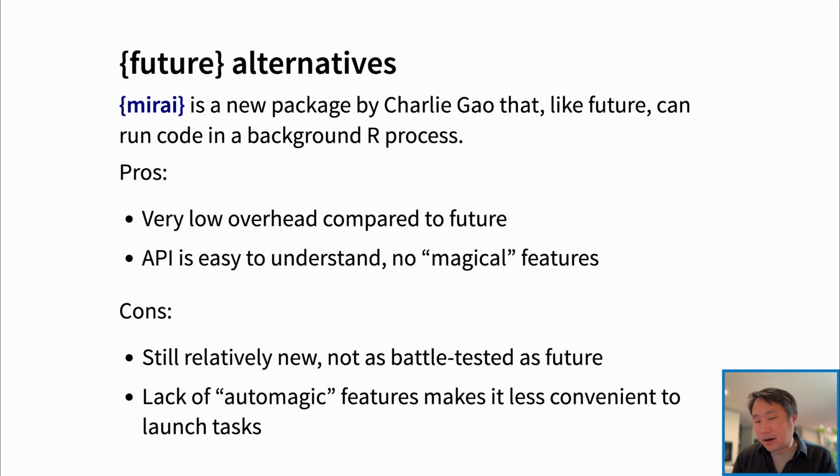The downsides of Mirai are it's still relatively new, so it is not as battle tested as Future. So there might be failure modes that we don't know about, might have bugs. And the fact that it has the simpler model and doesn't do all this magic for you is a kind of double-edged sword. It's nice in that it's fast and simple to understand, but it can be less convenient if you have a lot of functions that you're using or a lot of values that you need to transport to the background R process. You then have to do that all explicitly.